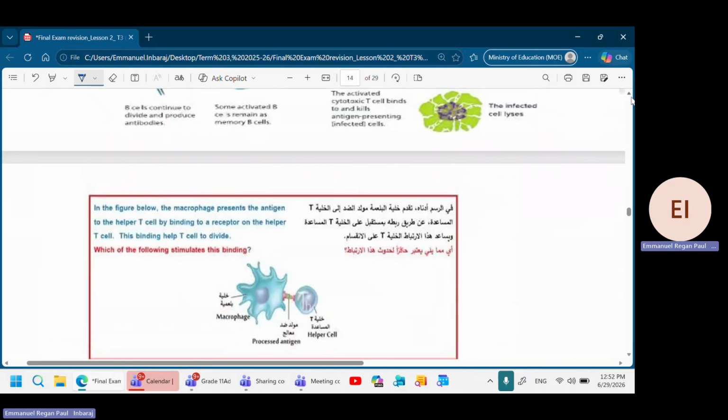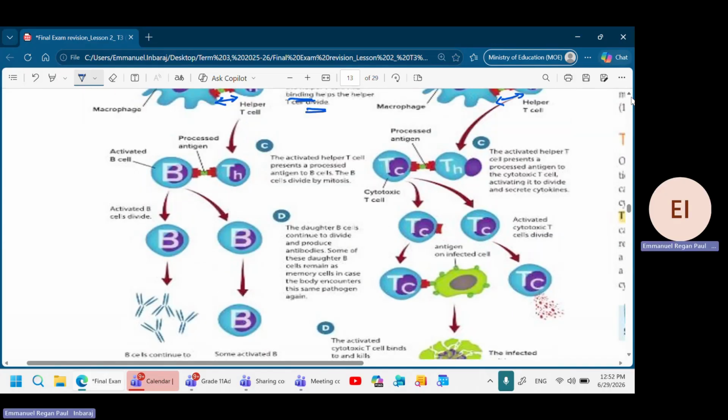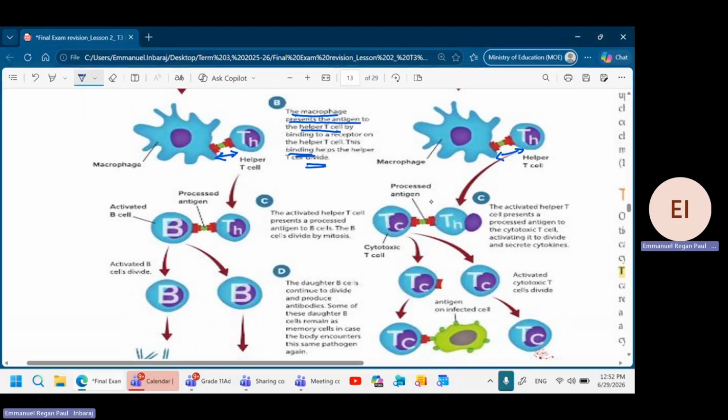Now let's move to the next step. In the next step you can find there is a difference. First, let's finish this side. Now what will happen to the activated helper T cell? You see now, when they get attached here, the helper cells become activated. And the activated helper T cells will present it to B cells. Now here it is B cells. So the helper T cell will present the processed antigen to the B cells.